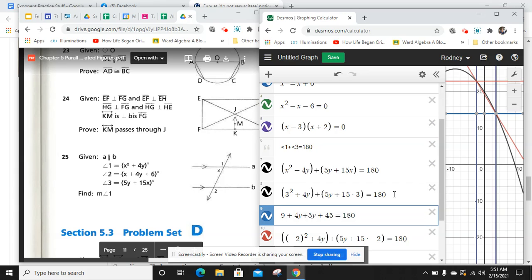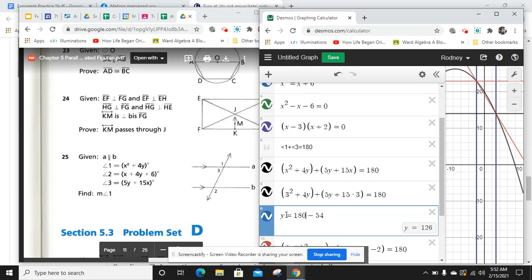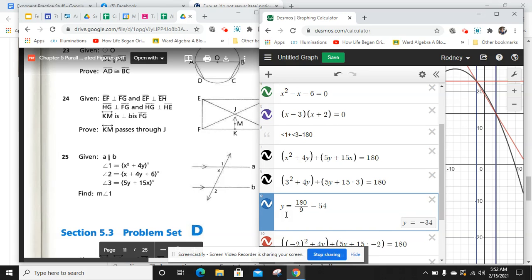And then I can combine the two y terms and make that 9y. Then I can combine 9 and 45 and I get 54. Then I can subtract 54 from both sides. Okay. And then I can divide both sides by 9, and 180 over 9 and 54 over 9 will be easier than what I was going to get, which was 126 over 9.